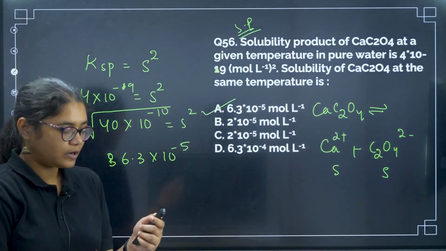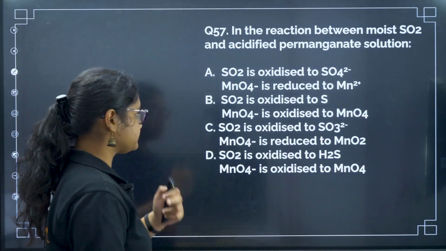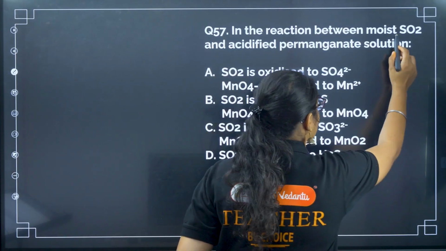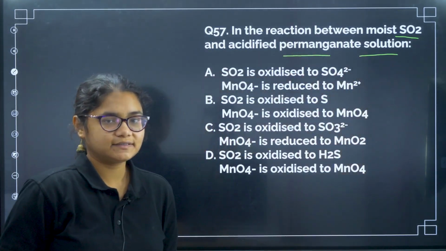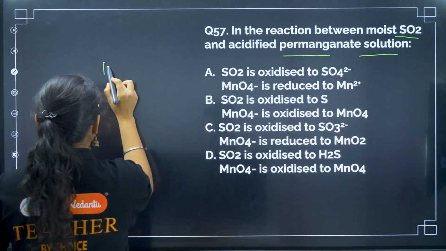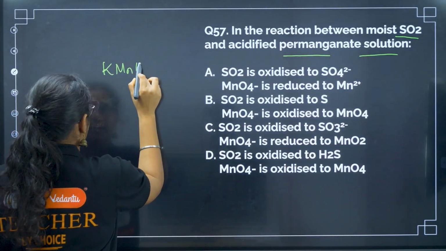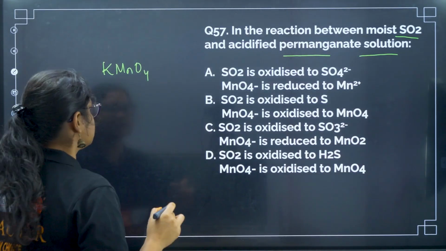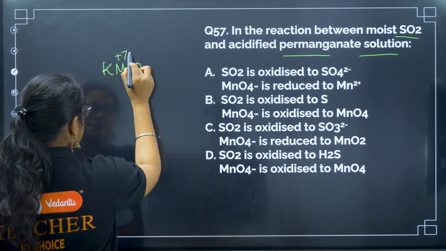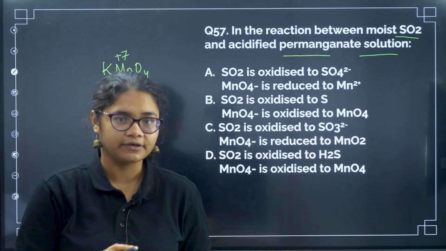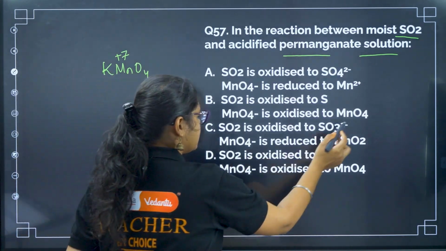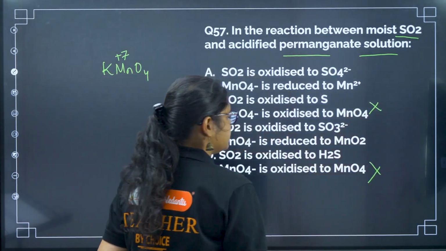Okay. So now let us see the next question. In the reaction between moist SO2 and acidified permanganate solution. So this is a very easy question. Acidified permanganate solution is KMnO4, right? Here the oxidation state of manganese is +7. It cannot further undergo oxidation. It will undergo only reduction. So MnO4 minus will definitely be reduced. So we can eliminate these two options.